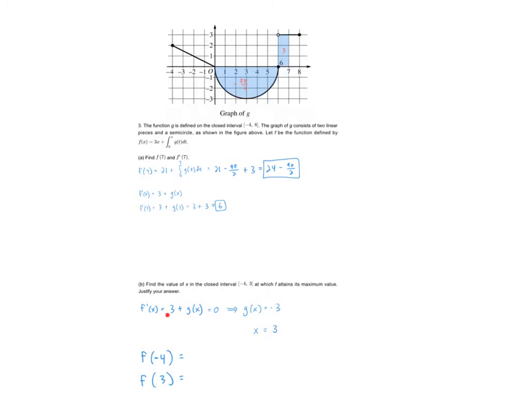If f prime of x is 3 plus g, do you notice this is always positive? Or at least never negative, right? So this is never decreasing. And since f prime is never negative, 3 plus g of x is never negative, then this function is always increasing, so the right hand endpoint should be the maximum. And so we just know that there's a maximum at x equals 3.